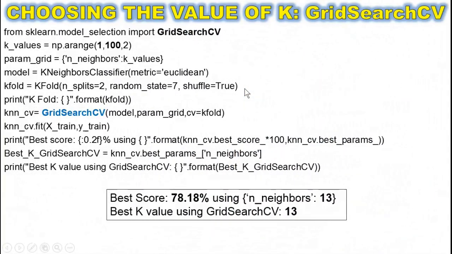Another way to choose the value of k is by using the sklearn GridSearchCV. The following Python code will determine the best score for odd numbers of k from 1 to 100 using the sklearn library GridSearchCV class. The result is a best score of 78.18% with k equals 13.